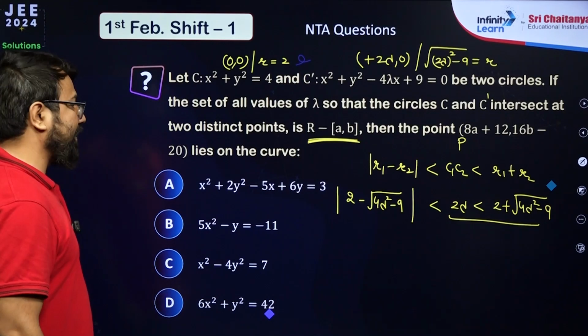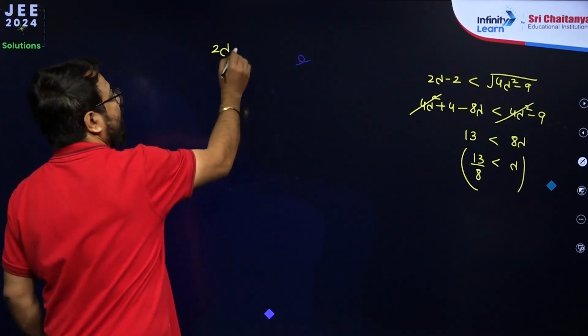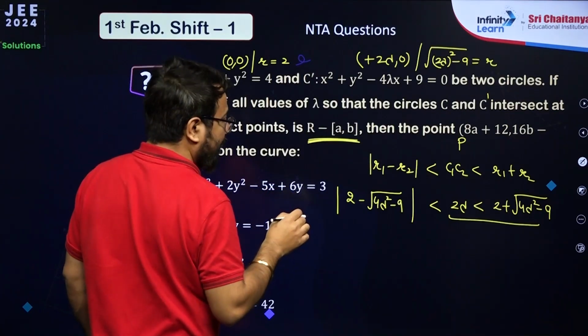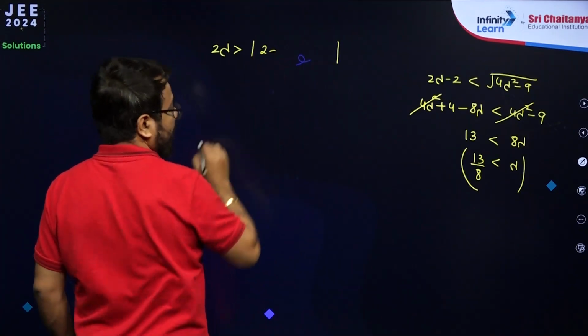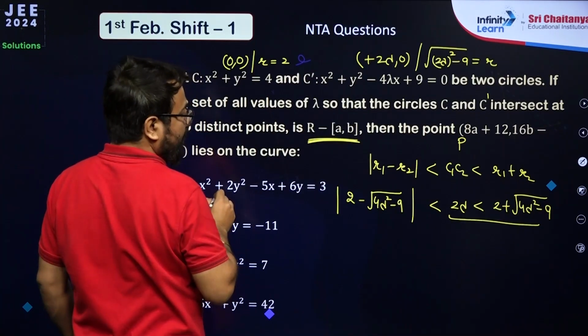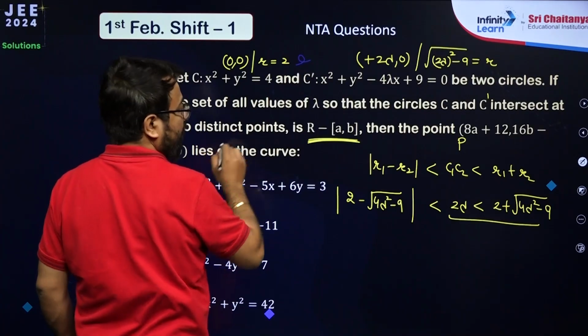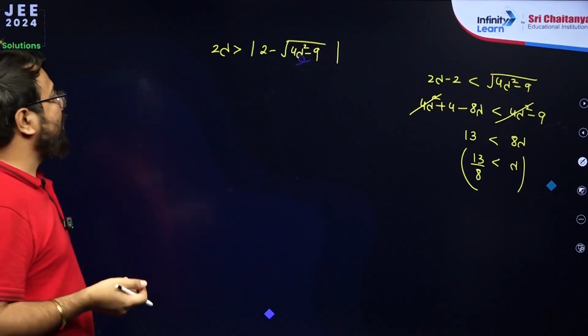Now let us deal with the second inequality. So we got here 2 lambda greater than, then the modulus is being written. And modulus is actually 2 minus root over 4 lambda square minus 9. I hope you are able to understand this.